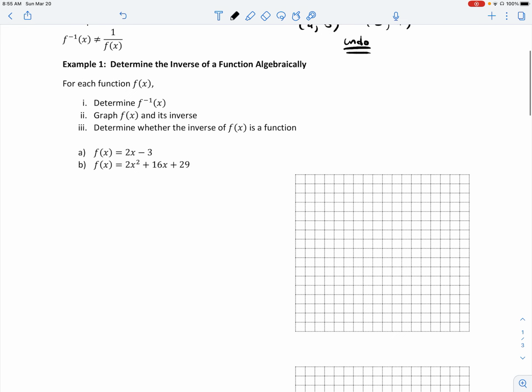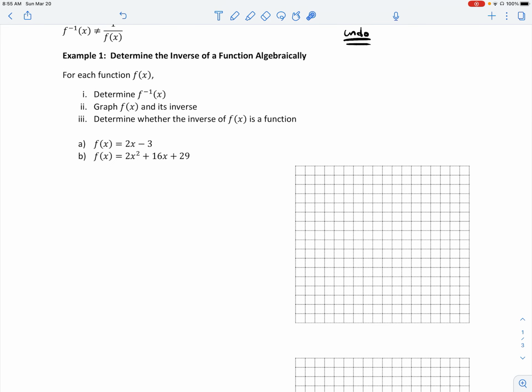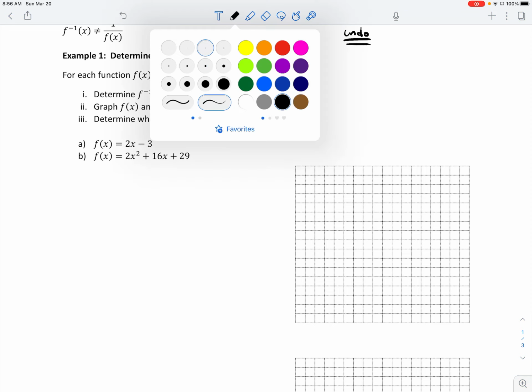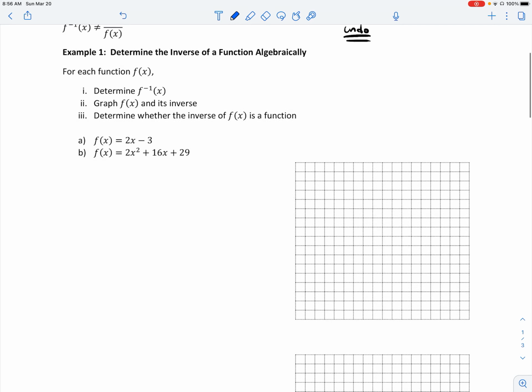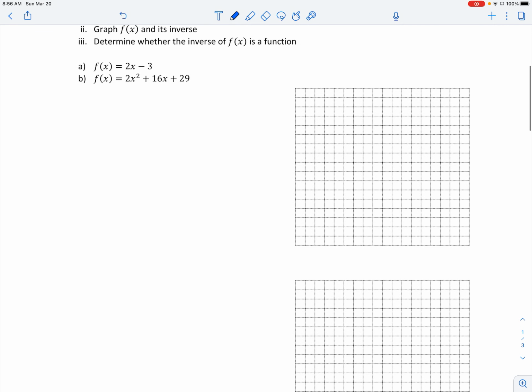Okay, so let's go into our first example. In this example, we just want to algebraically find the inverse of a couple functions and then graph them. And then afterwards, look at the inverse functions and determine whether or not they are actually functions. Okay, so let's begin with the first one. It's probably going to end up getting a little bit tight for space on the page, so just be a little bit careful of that as you're doing the solution. I'm going to write a little bit bigger and then compress it afterwards.